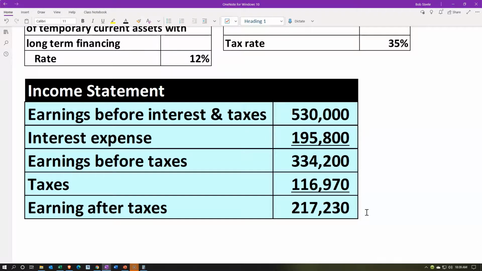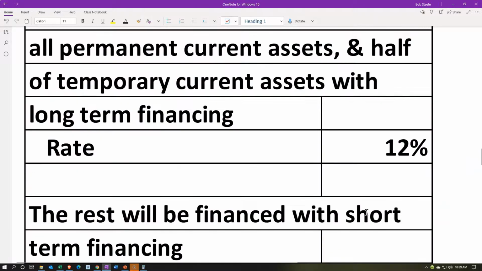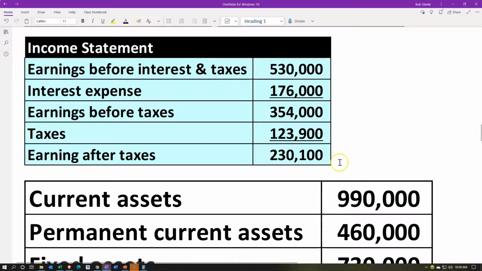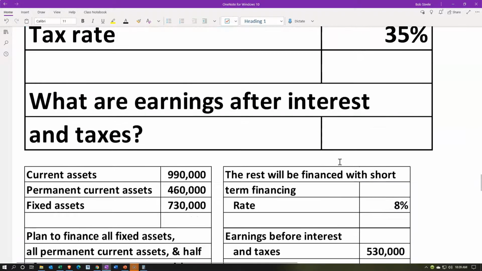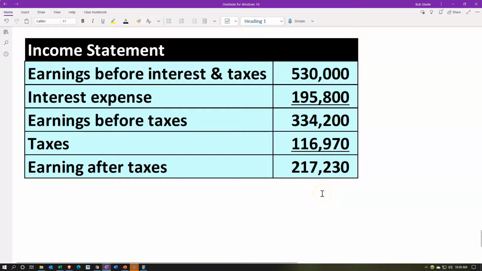Once again, if you look at the bottom line versus the bottom line up top here, and the last time we did this, the 230,000, a little bit higher earnings after taxes up top with the more aggressive plan. 217, the 217, versus 230, a little bit less here for the more conservative plan.